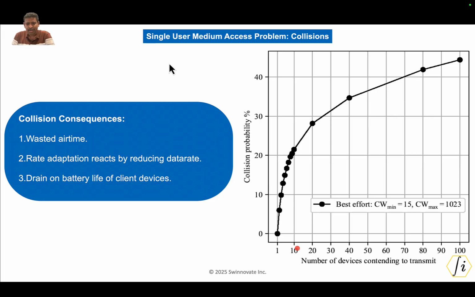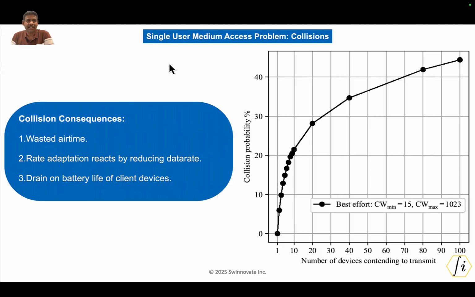So here is a plot of collision probability with respect to the number of devices contending to transmit for Wi-Fi. Assuming you have 10 or more devices, as you can see from the plot, we are going to experience a collision probability in excess of 20%.